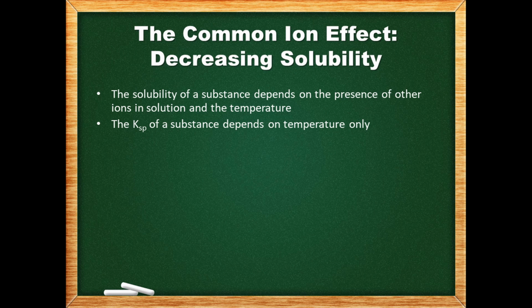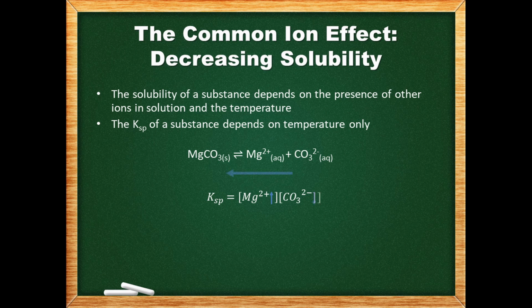The solubility of a substance depends on the presence of other ions in solution and the temperature. The KSP of a substance depends on temperature only. Let's look at the example of magnesium carbonate. Adding magnesium ions at constant temperature will increase the concentration of magnesium ions, resulting in a left shift.